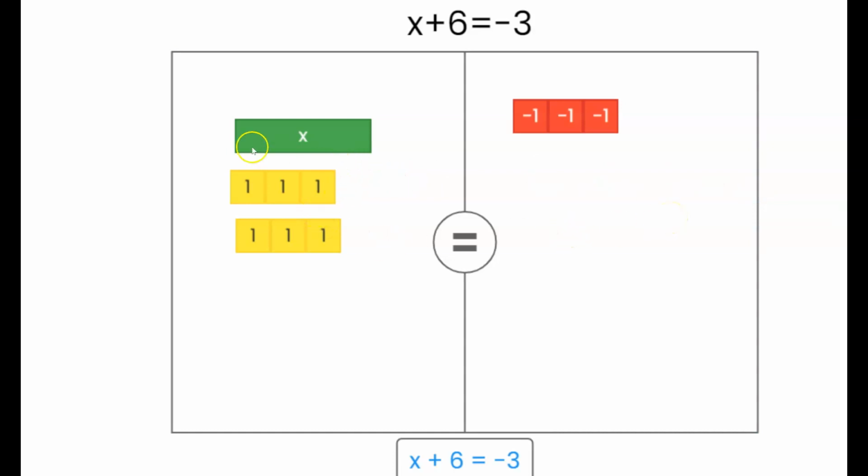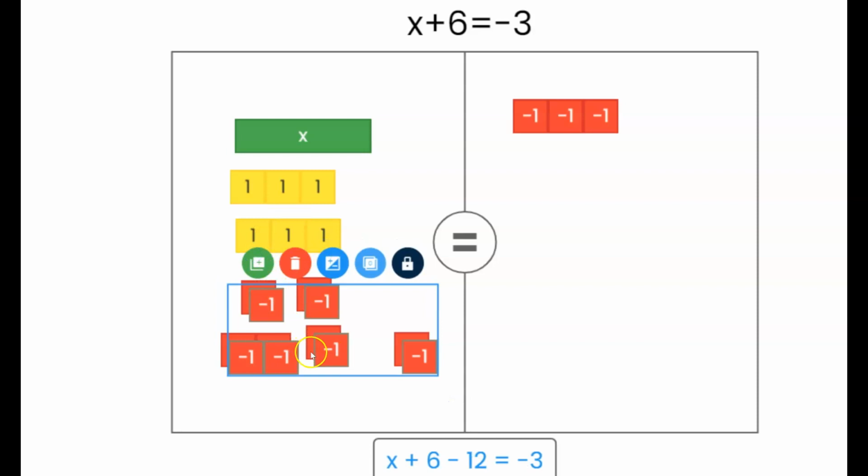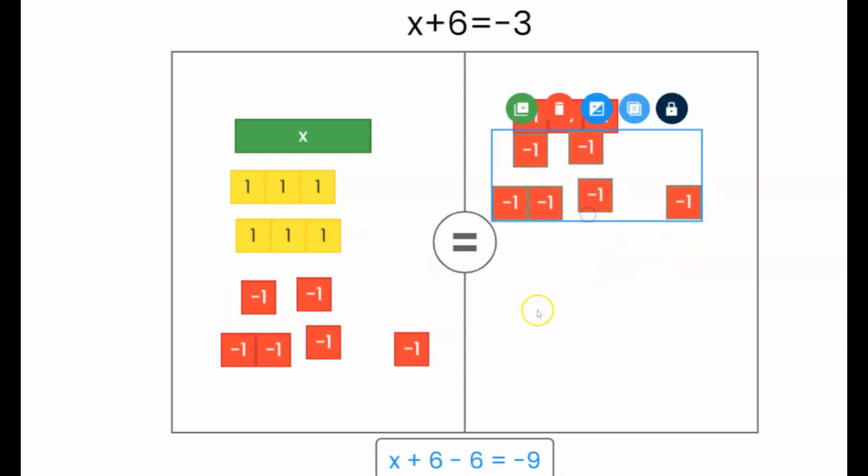Now let's get rid of this 6. So for that we need to put 6 negatives to both the sides so that the equation remains balanced. So same thing we are going to add to the other side.